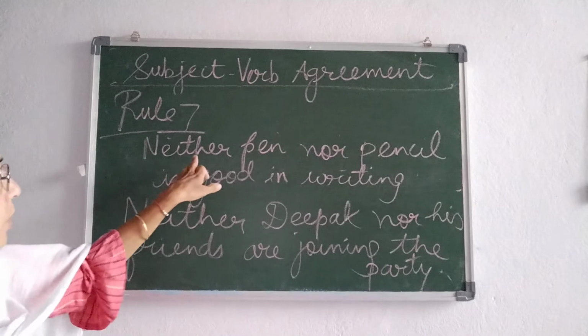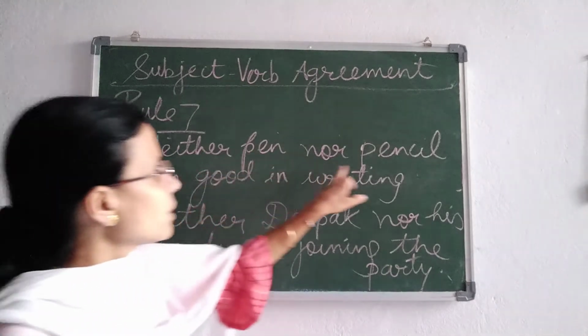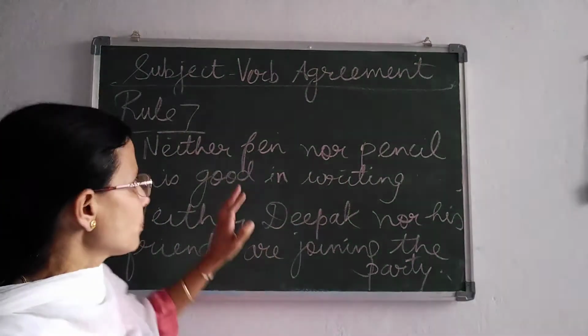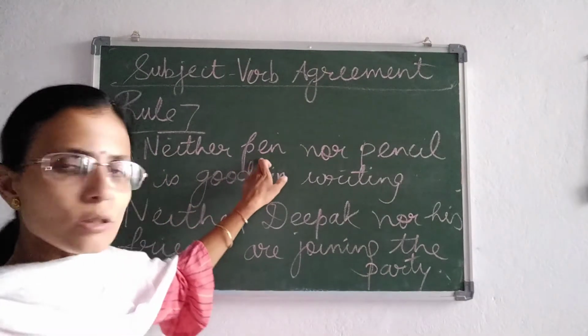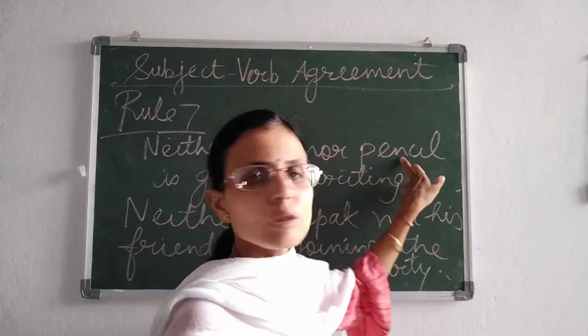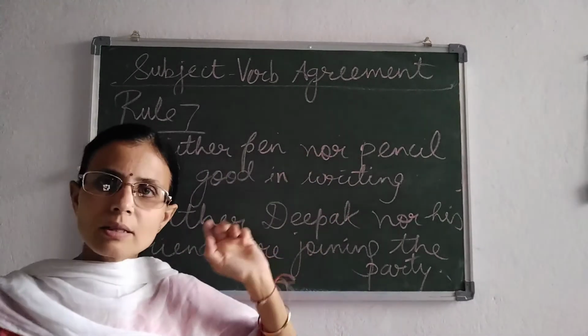In the first, upper sentence, neither pen nor pencil. Now see here, pen is also singular, pencil is also singular. Both the subjects, pen and pencil, are singular.